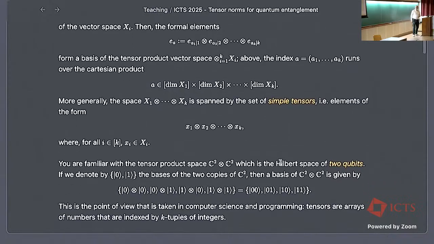Okay, so you all know qubits. For qubits, C2 tensor C2, we have a basis 0, 1 for C2, and then I can build a basis for C2 tensor C2 by taking tensor products of these basis elements, and we denote them by 00, 01, 10, and 11. We drop this tensor product in between.